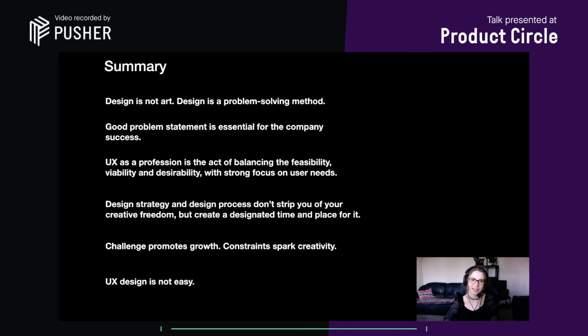And very last point, UX design is not easy. I know it's a lot to take in. We have a lot to do as UX designers. We have to empathize, we have to do ideation, we have to prototype and design, and think about strategy, and think about business goals, and think about all these things. It's not easy. I wish you very best luck out there, and I hope you enjoy the presentation.